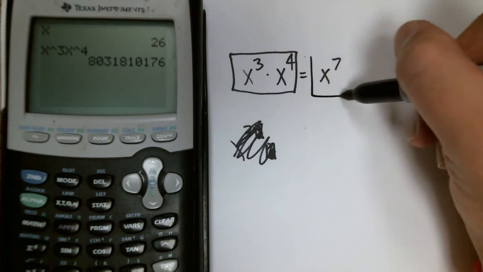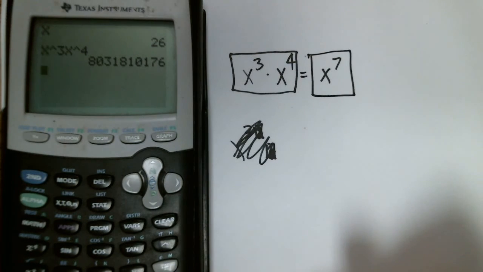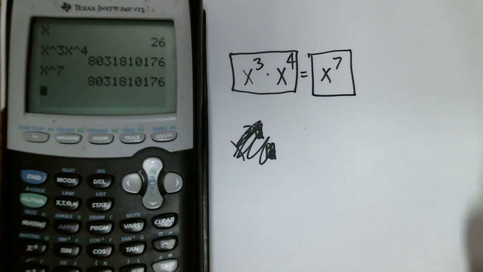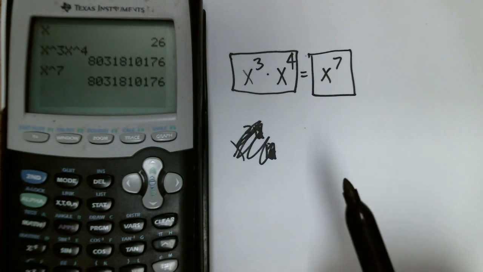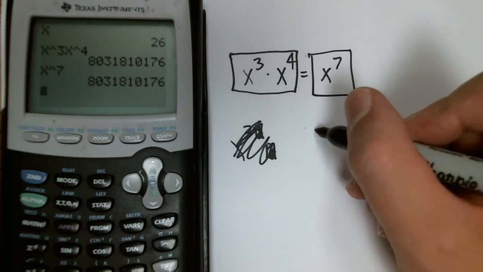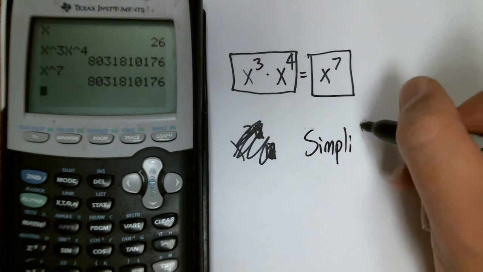Well, is it? So now I'm going to type in my answer and see if they match. So let's type in x raised to the seventh. Drum roll, press enter, bam, they match. That is so cool, guys. You can use this trick on any problem where it says the word simplify.